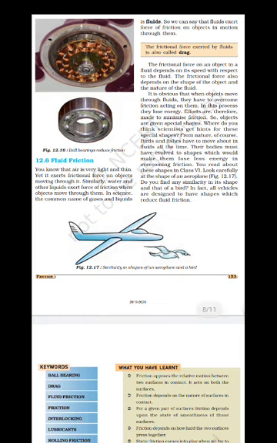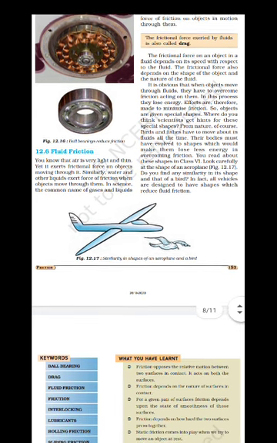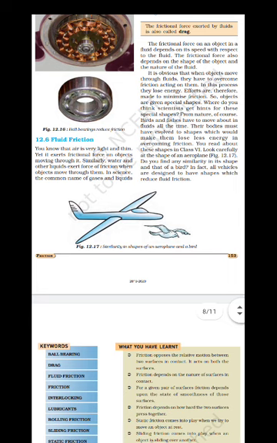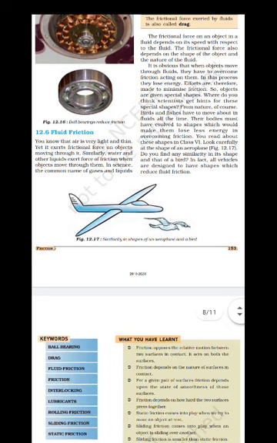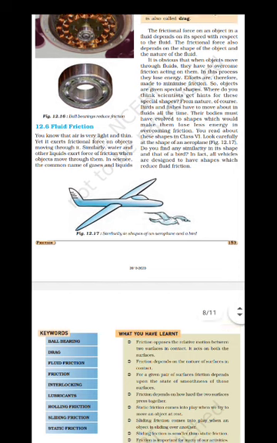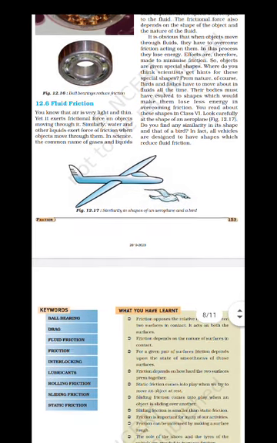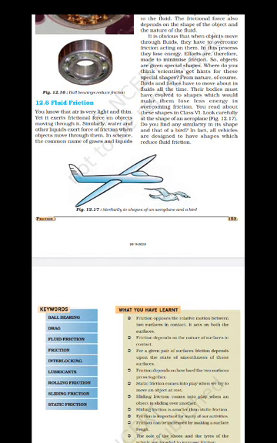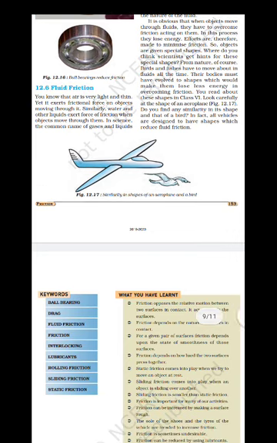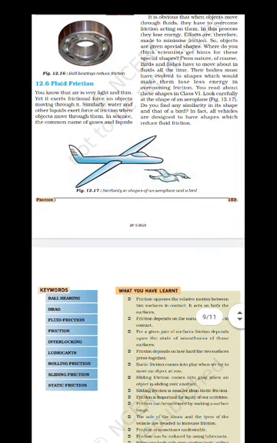It is obvious that when objects move through fluids, they have to overcome friction acting on them. In this process, they lose energy. Efforts are therefore made to minimize this friction. So, objects are given special shapes. Where do you think scientists get hints for these special shapes? From nature, of course. Birds and fishes have to move about in fluids all the time, and their bodies must have evolved to shapes which would make them lose less energy in overcoming the friction. And you know what shape it is called? It is called streamlined shape.